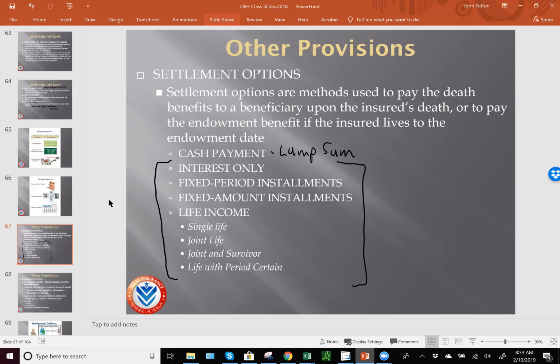And then we have our life income options. Single life, we have our joint life, which is payments for two people. They stop after the first person dies. Joint survivor, payments for two people, but they don't stop until after the last person dies. And then a life with period certain. That's a life income for the beneficiary, but a period certain for their beneficiary.